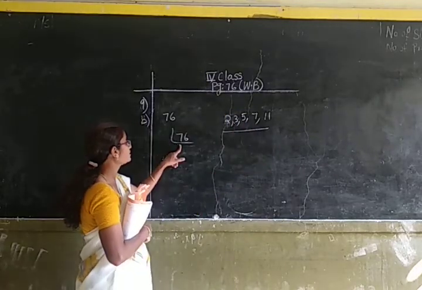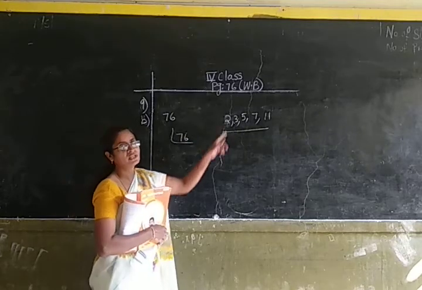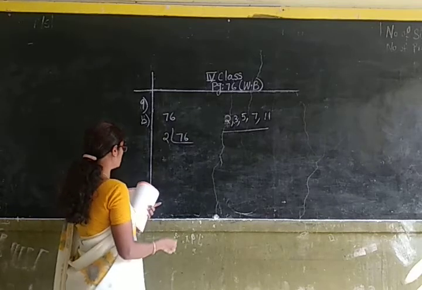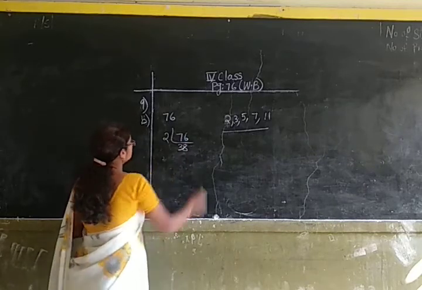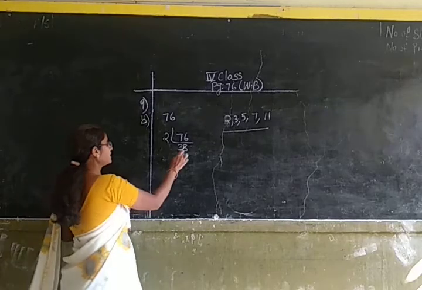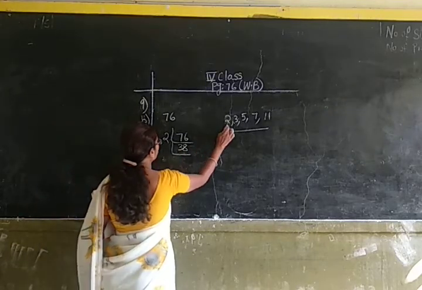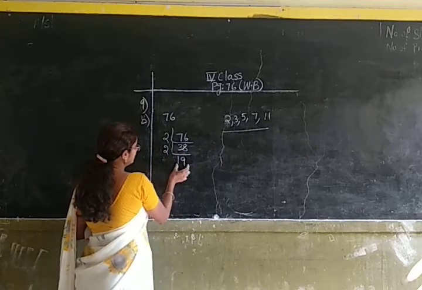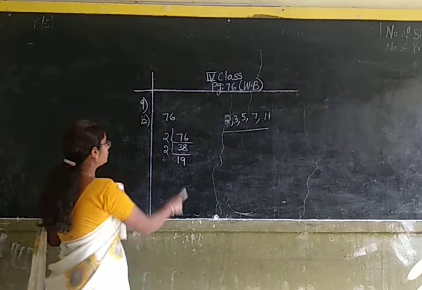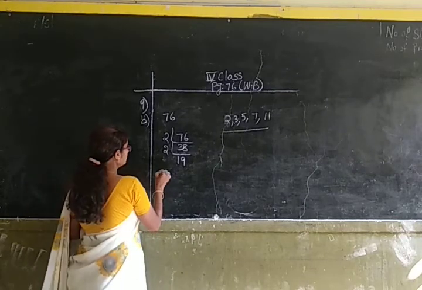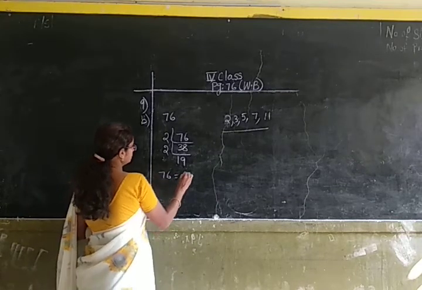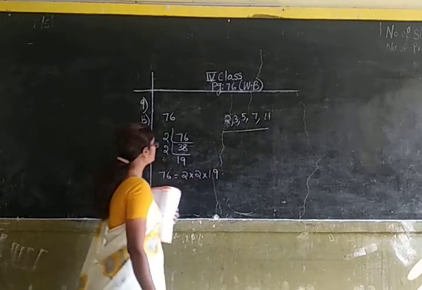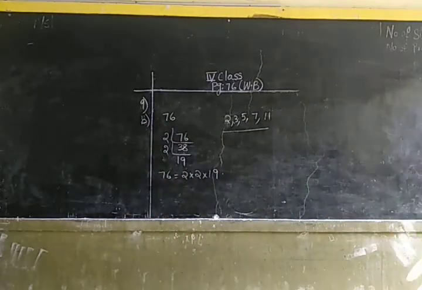Okay, children. 76 is an even number and it will be in the 2 table. So 2 goes into 76 38 times. Again 38 is an even number, so it will be in the 2 table. So 2 goes into 38 19 times. 19 is a prime number, so you have to stop prime factorization here. Therefore the prime factors of 76 are 2 into 2 into 19. Okay, children, this is the way of doing prime factorization.